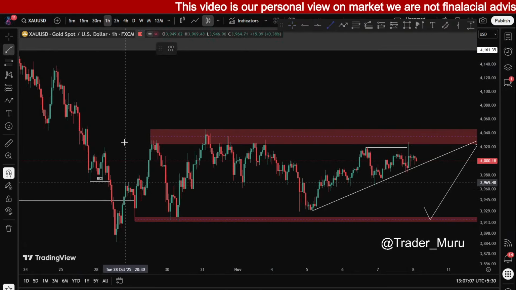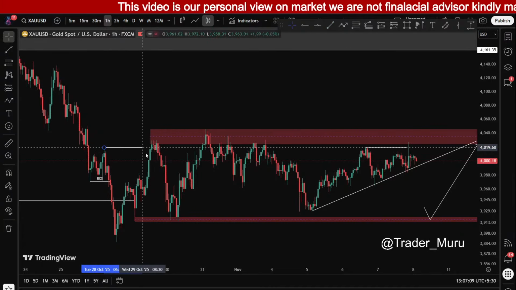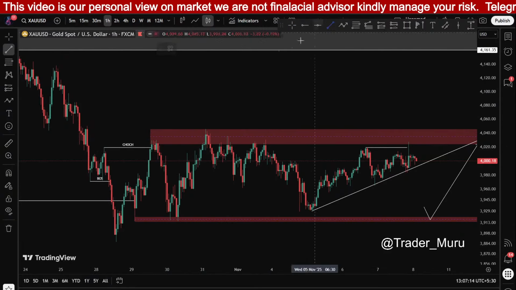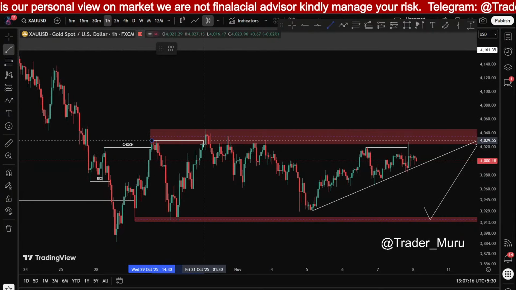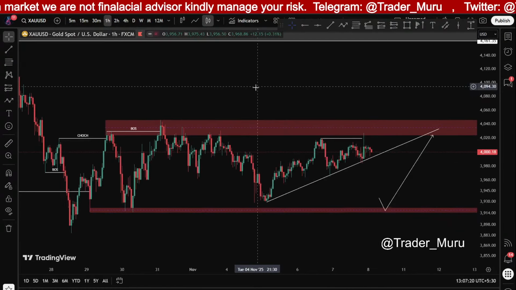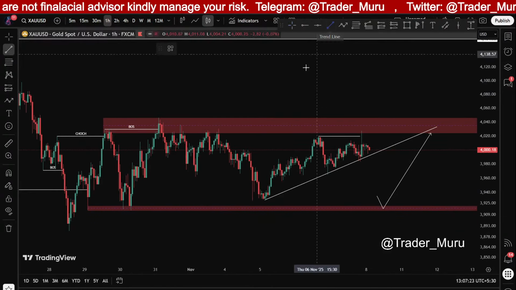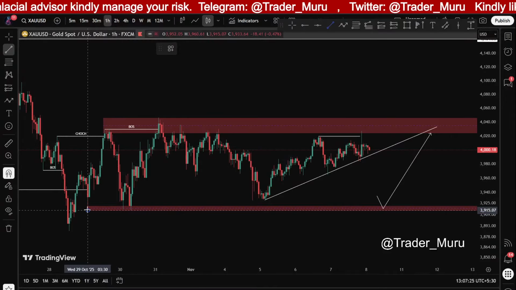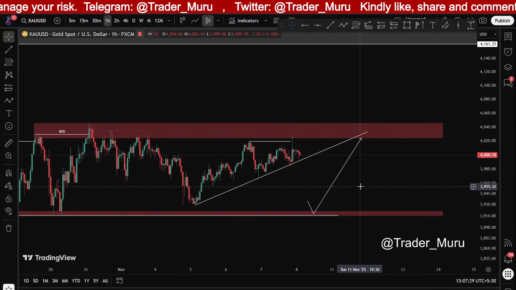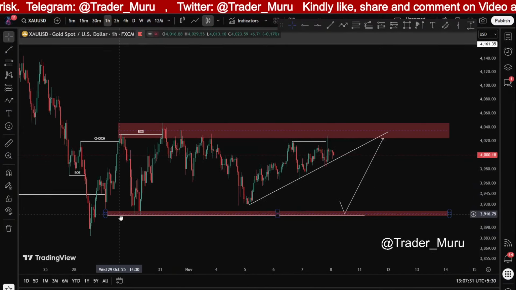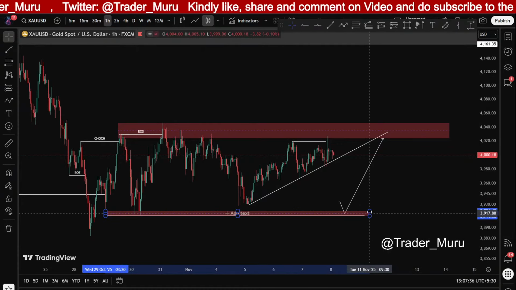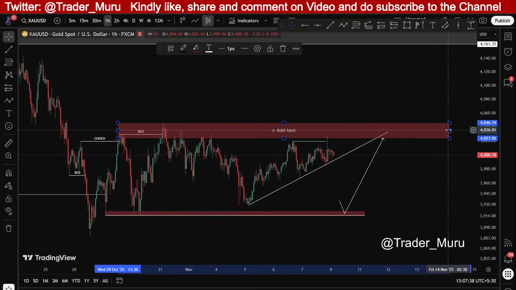Then we have our change of character, and then we have our breakout structure. After this breakout structure, price has pending liquidity near about 3915, and this is our ranging zone bottom here. You can clearly see this. This is our ranging zone bottom here.